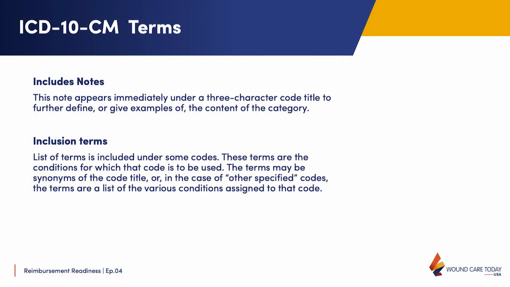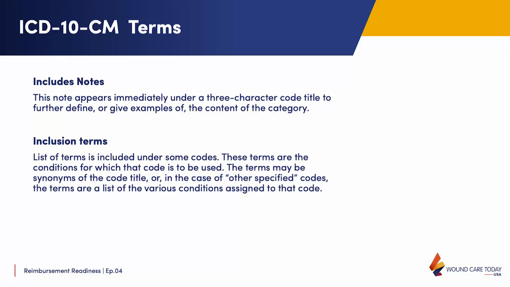So some of the terms that we just saw include notes. If you're in the tabular and you see includes notes, that note appears immediately under a 3-character code title to further define or give examples of the content of the category. So in the alphabetic index, you may also find terms that are in parentheses that will indicate to you that you're in the right term and the other qualifying terms that are applicable to that main term.